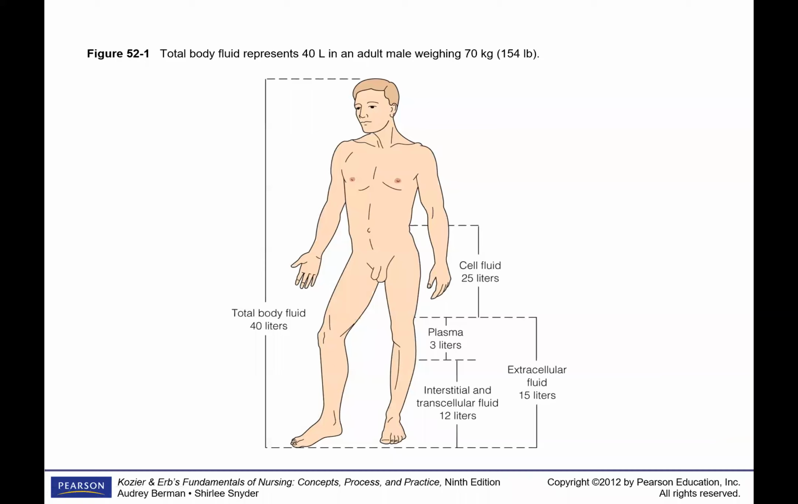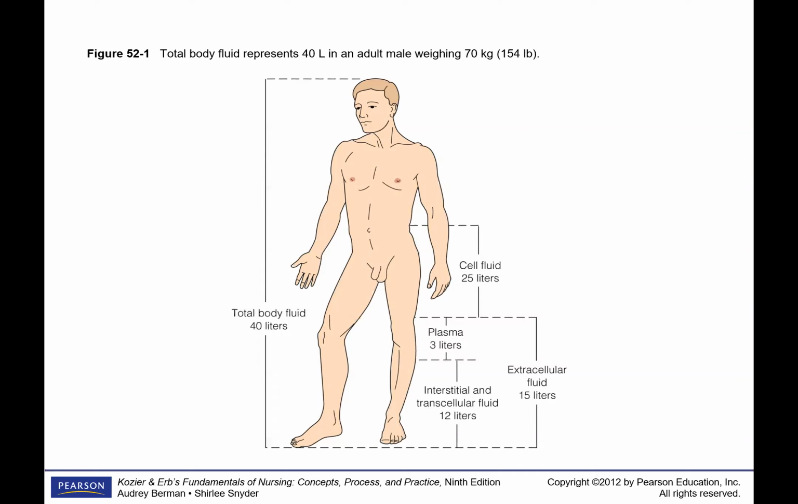So first we want to just talk about water in the body to begin with. There's about 40 liters in an adult male weighing about 70 kilograms. And the water is kind of split up into different areas of the body.